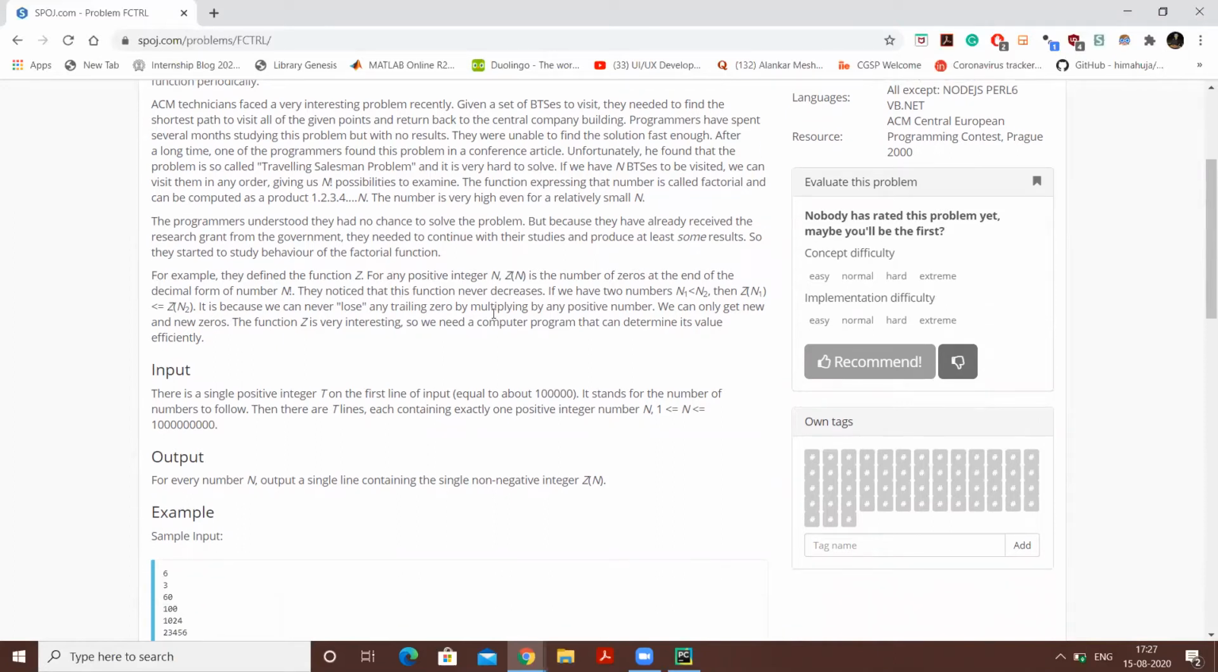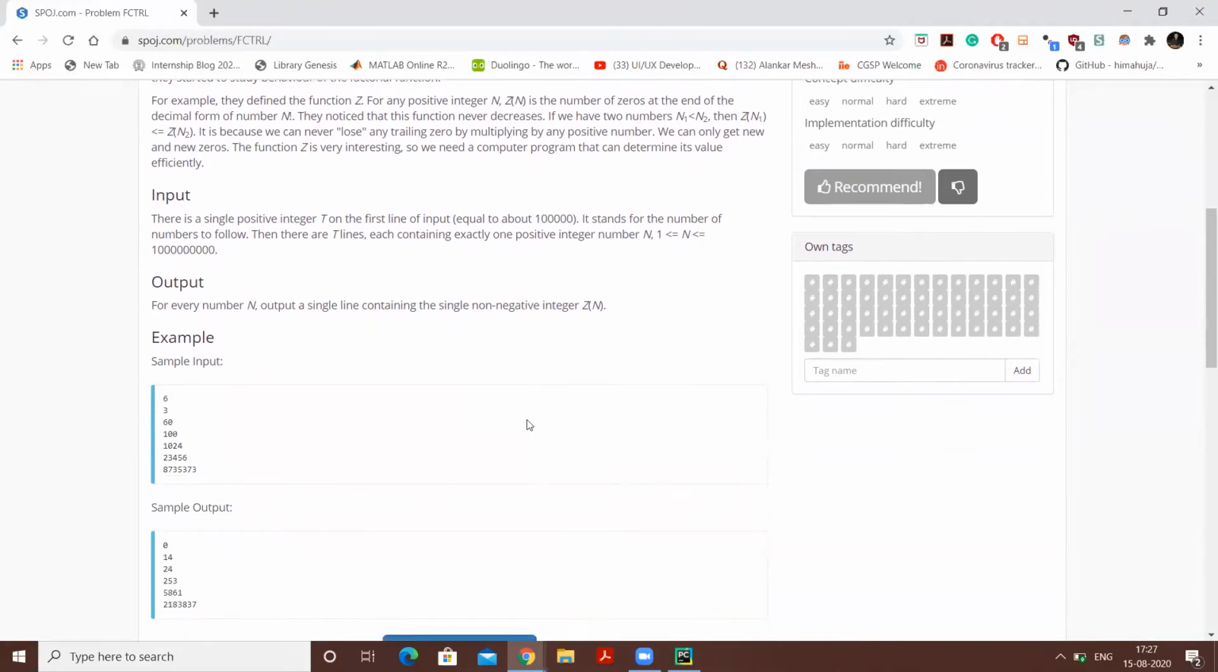They notice that this function never decreases. If we have two numbers n1 less than n2, then z of n1 is less than or equal to z of n2. It is because we can never lose any trailing zeros by multiplying by any positive integers. We can only get new and new zeros. The function z is very interesting, so we need a computer program that can determine its value efficiently.